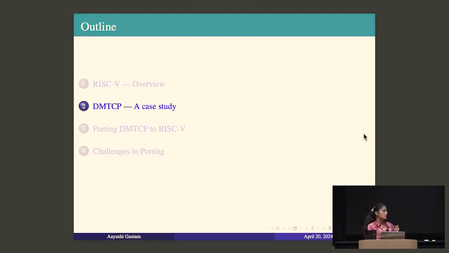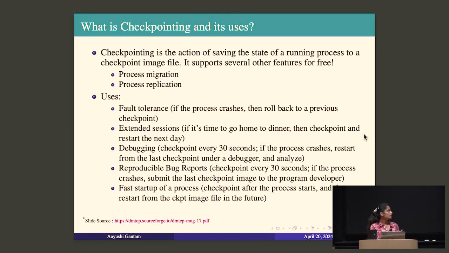Next I'll dive into DMTCP checkpointing and how we integrated DMTCP with RISC-V to achieve transparent checkpointing in RISC-V. So let's first dive into what checkpointing actually is. Checkpointing is the action of saving the state of a running process to a checkpoint file, or in simple words, a snapshot of an application state, allowing the application to restart from the point of failure.